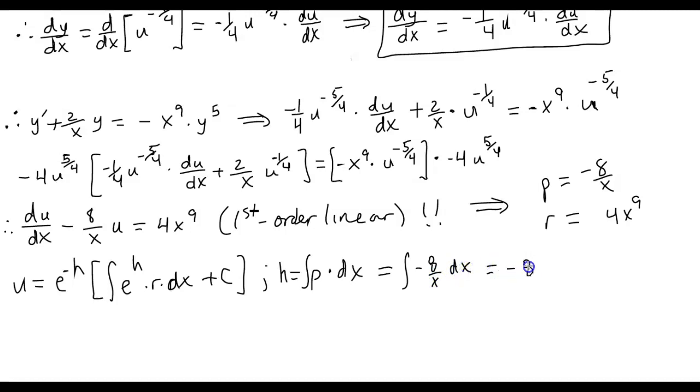This is just a minus 8 natural log of absolute value of x, which, of course, this negative 8 could be put back into the exponent here. And since x raised to the positive or negative 8 would always be a non-negative number here, we can drop the absolute value signs.